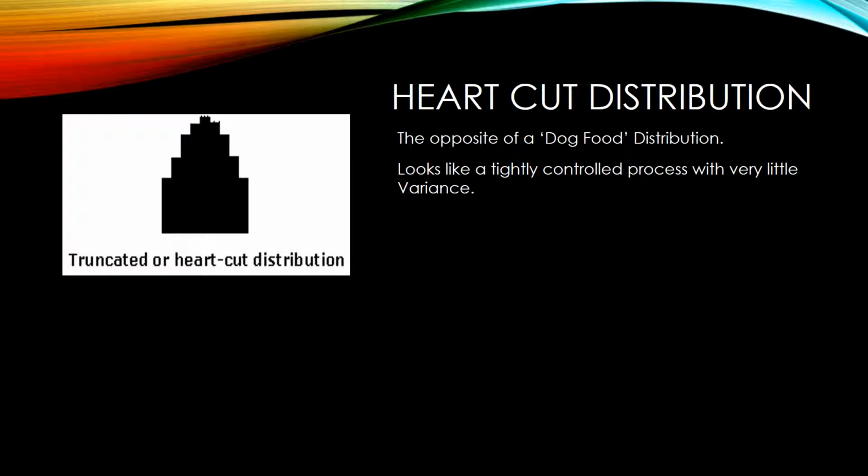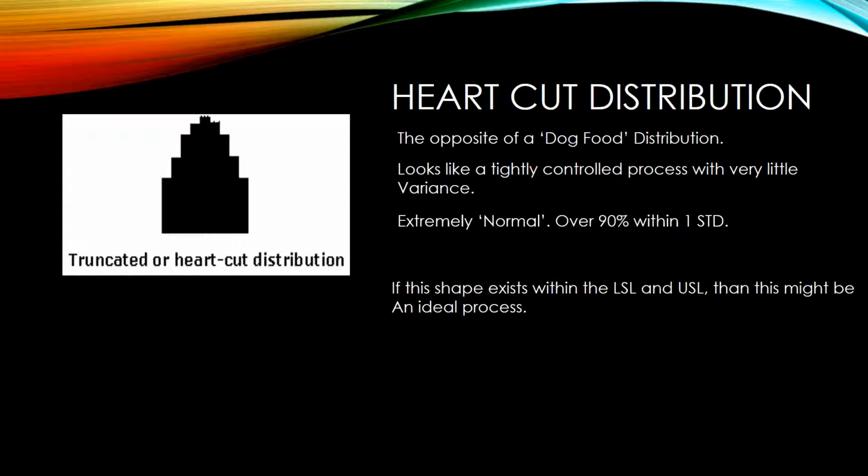Alright, so here we have what's called a heart cut distribution, and this is quite literally the opposite of the dog food distribution. It looks like a tightly controlled process with very little variance. It's extremely normal. It looks like maybe 90% of it is within one standard deviation. If this shape exists within your specification limits, then this might just be an ideal process.